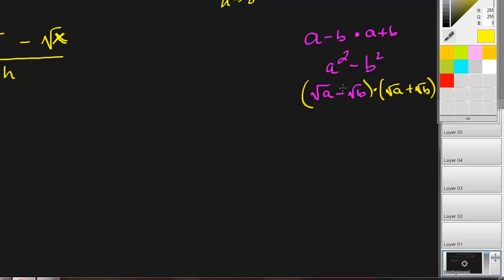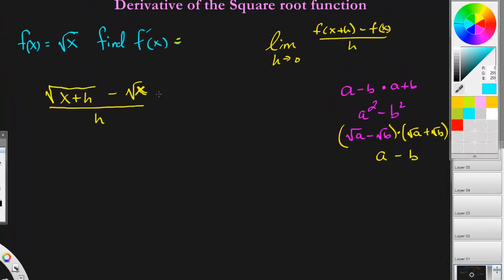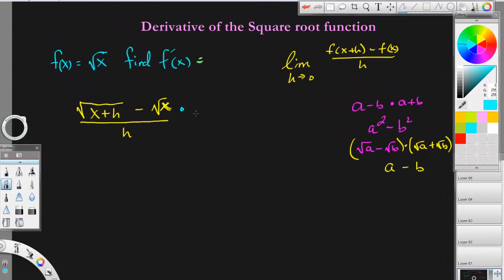When I did this, if you foil that all the way through, the O and the I of foil will cancel each other. So what you'll have is a minus b. And this is called the conjugate. So what I have to do is come up here and simplify this top by multiplying by this top's conjugate. In other words, the square root of x plus h plus the square root of x. And I have to do that on the top and the bottom.